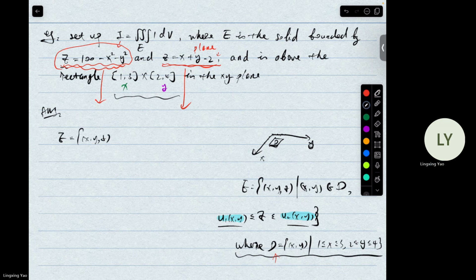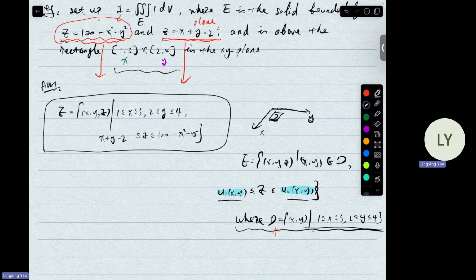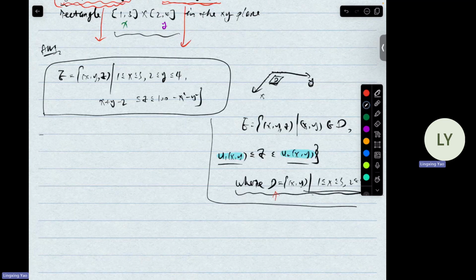So the domain could be written in this way. How about we combine this representation of D? So x is between 1 and 3, y is between 2 and 4, and also z will be bounded below by this plane, and above by this surface. Okay, so with this representation, it's relatively easy for us to set up the iterated integral now.